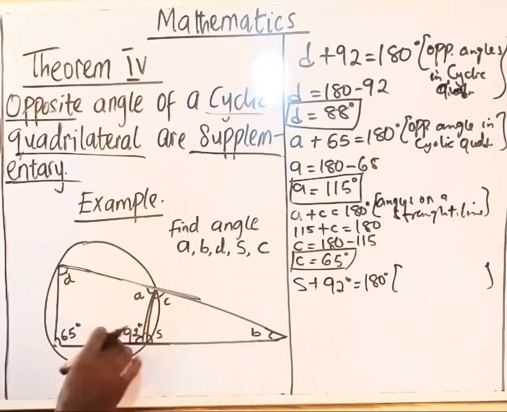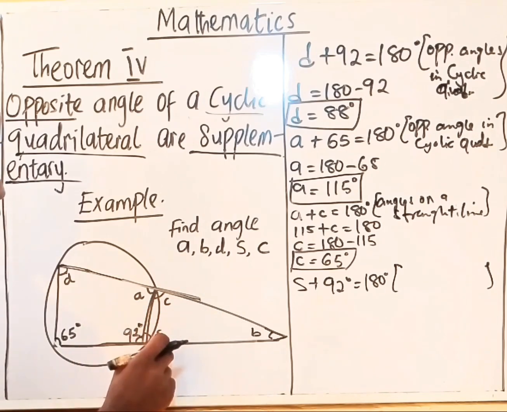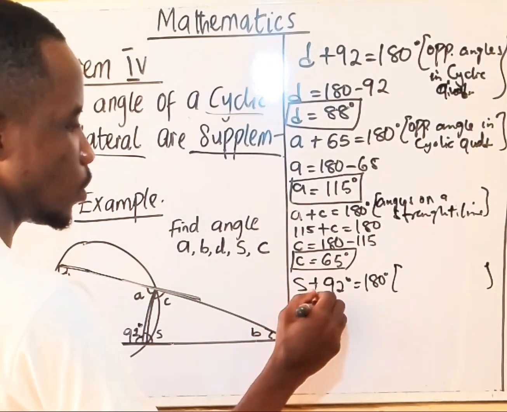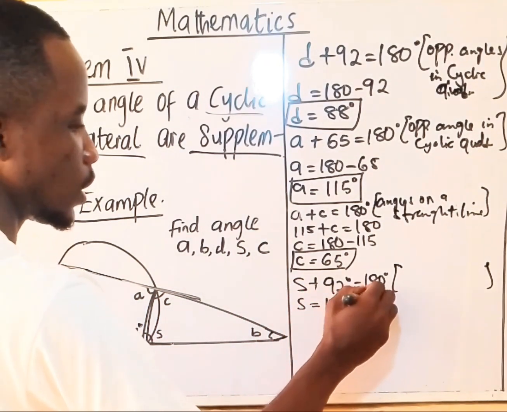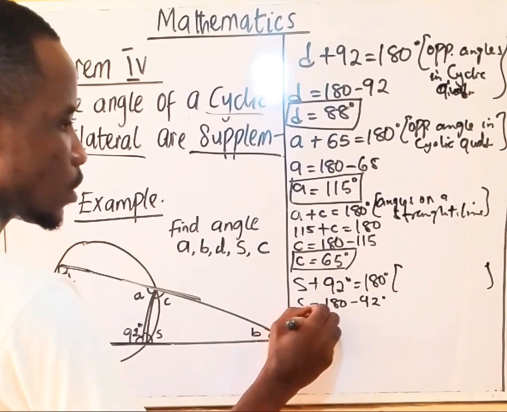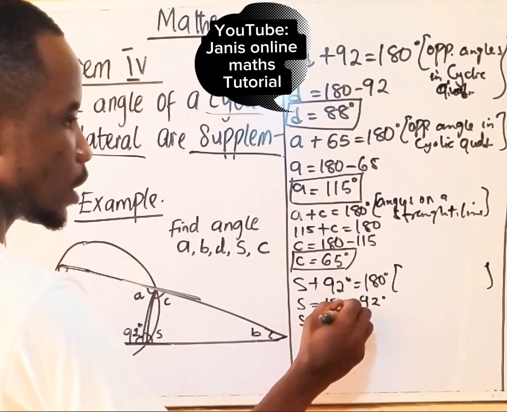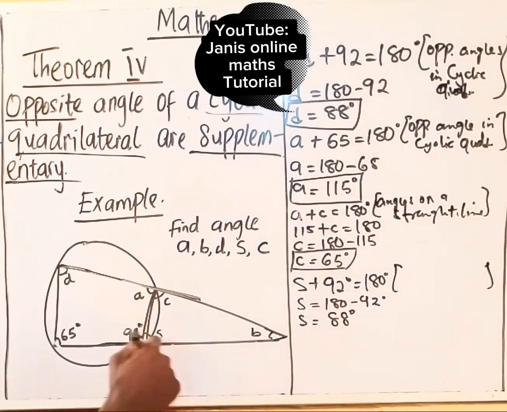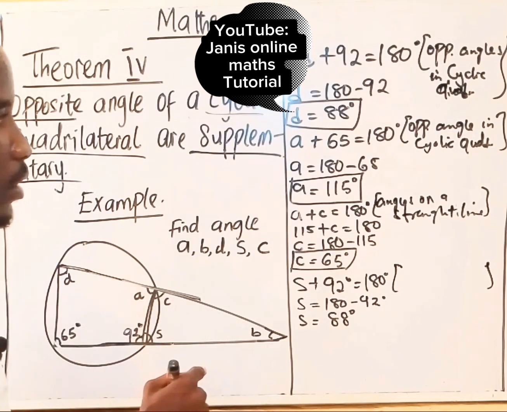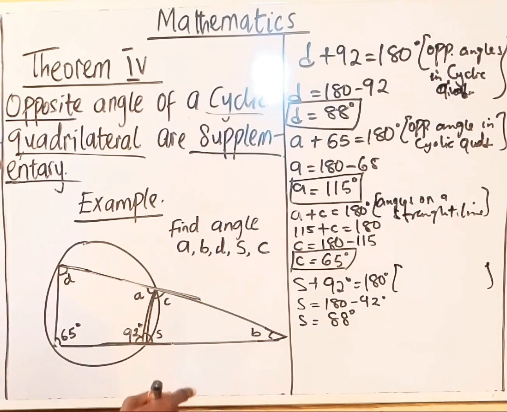This is on a straight line. Remember I did here, this part was on the straight line. So I have s equal to 180 minus 92 degrees. So my s is now equal to 88 degrees. My s is 88 degrees.